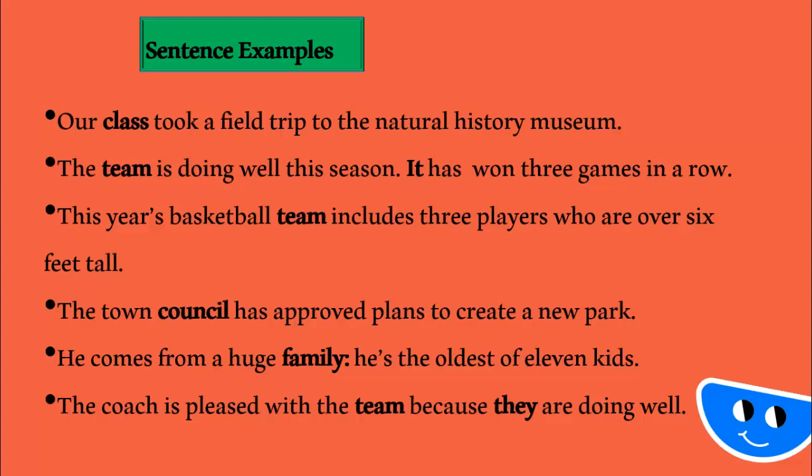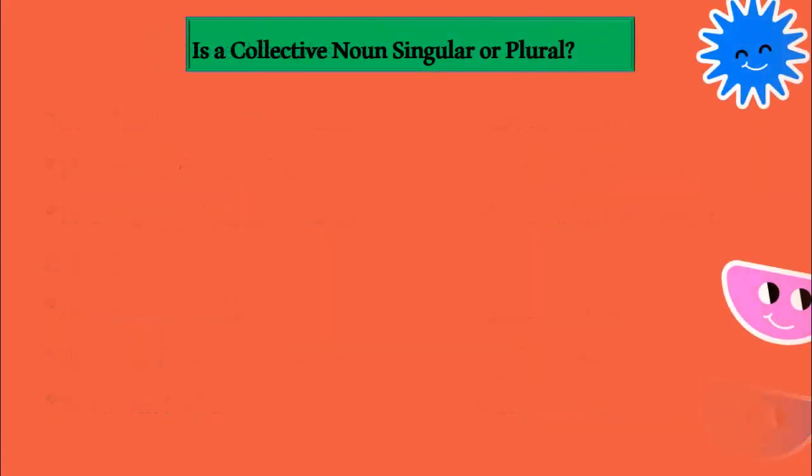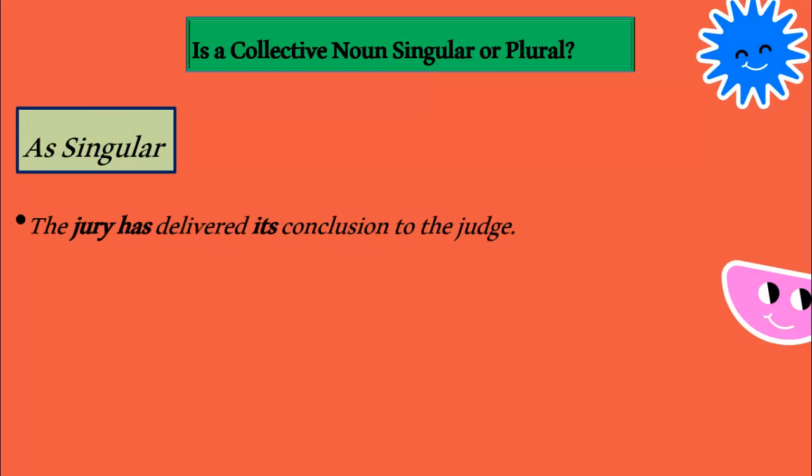You might be thinking that in sentence number 2, the subject team requires the singular verb is, whereas in the last sentence, the plural verb are has been used with the same subject, that is team. Why is it so? We need to see how and where we can do this. We can use a singular verb and a singular pronoun with the collective noun if we see the individuals acting together as a whole. For example, the jury has delivered its conclusion to the judge.